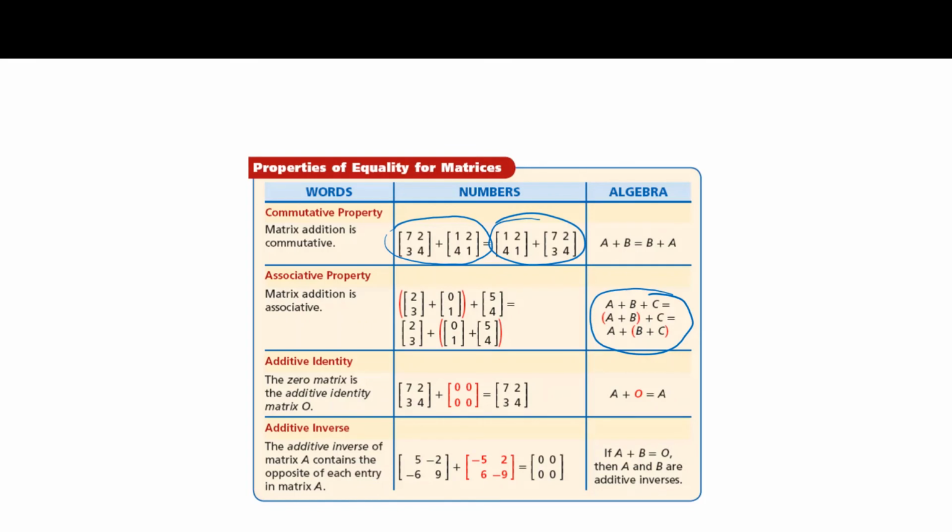The additive identity is true. If we take one matrix and just add a matrix of all zeros, we're going to come up with the same matrix. And same with the additive inverse. If we take one matrix and add all of the opposites of it, the additive inverse, we're going to get a matrix of 0.